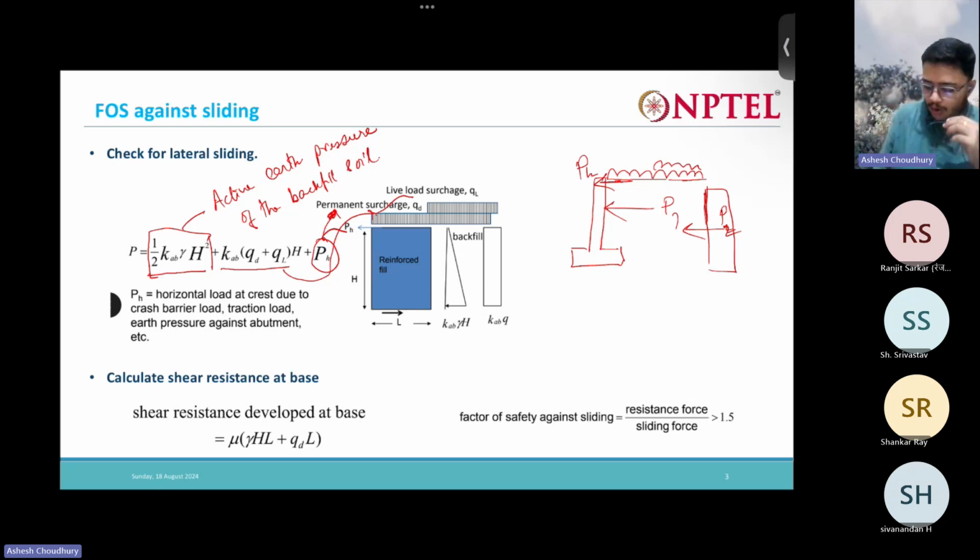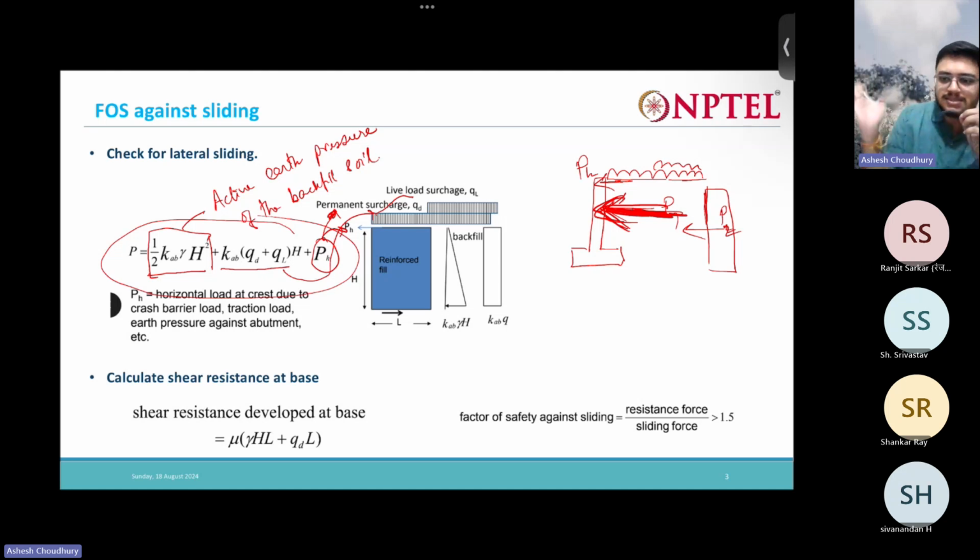So if you see all this p load, this complete p load will be acting in this direction. It is a disturbing force. It acts to destabilize the retaining wall. It is pushing the retaining wall in this direction. So it is destabilizing.